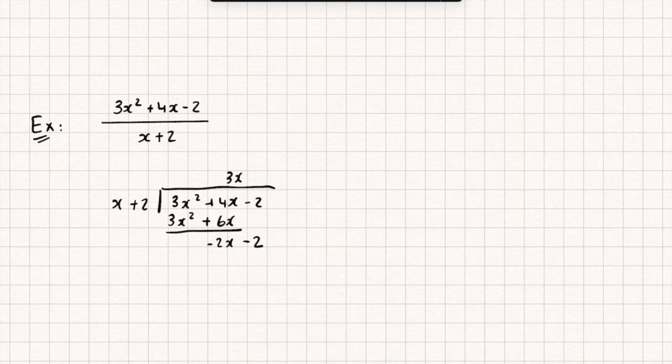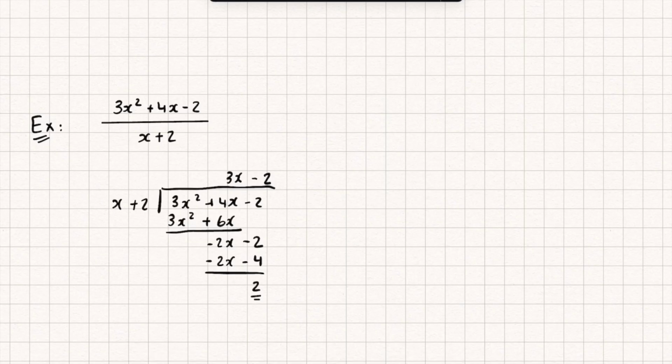What do we multiply x by to take us to negative 2x? Well, that's just minus 2. Let's do the multiplication. So negative 2x minus 4. Let's do our subtraction. And you'll see, negative 2x minus negative 2x is 0. But negative 2 minus negative 4 is actually positive 2. And so you can see when we do this polynomial division, we end up with a remainder of 2.